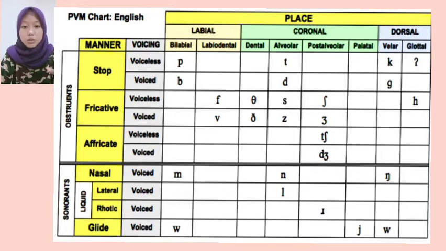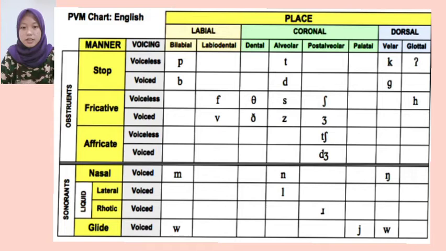Okay, now the example of sounds. In voiceless, there are only three sounds. The first one is p. Second one is t. The last one is k. Meanwhile, in voiced, there are only three sounds too. The first one is p. The second one is t. And the last one is k.